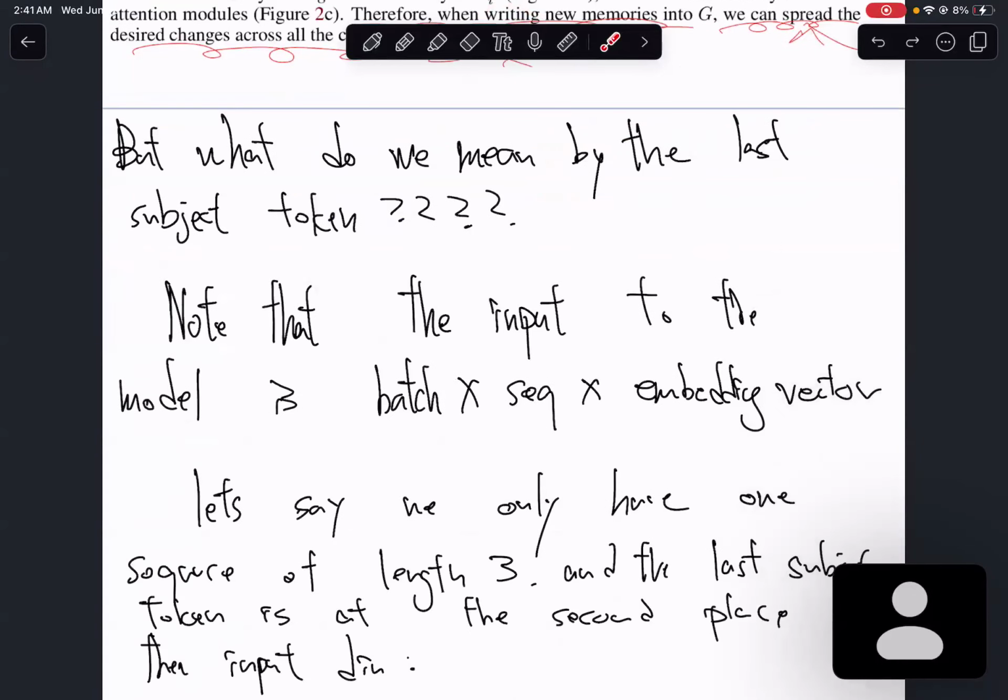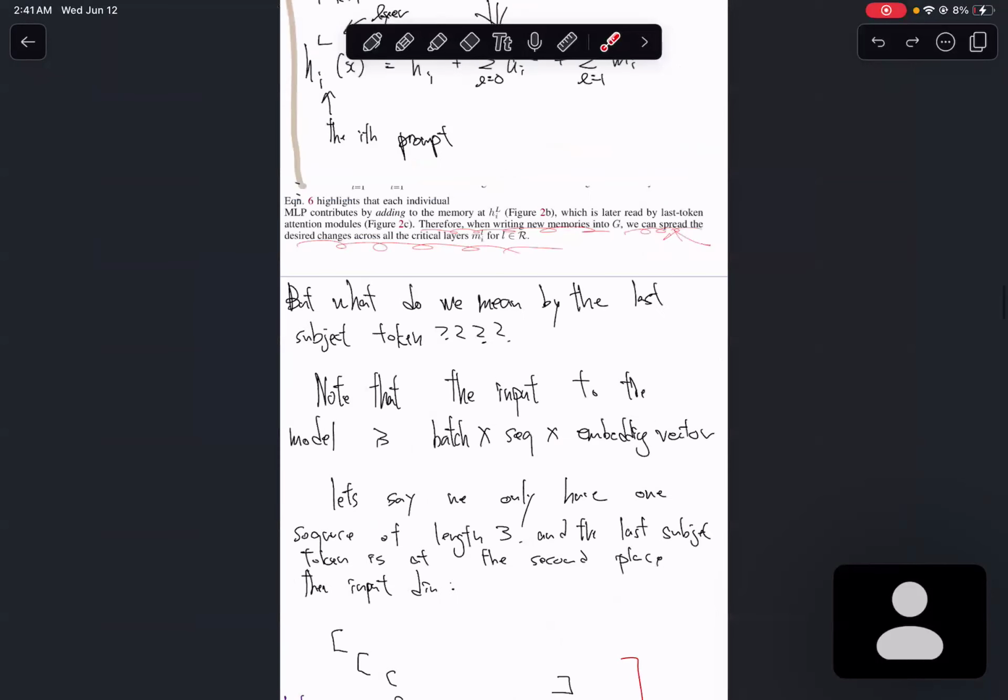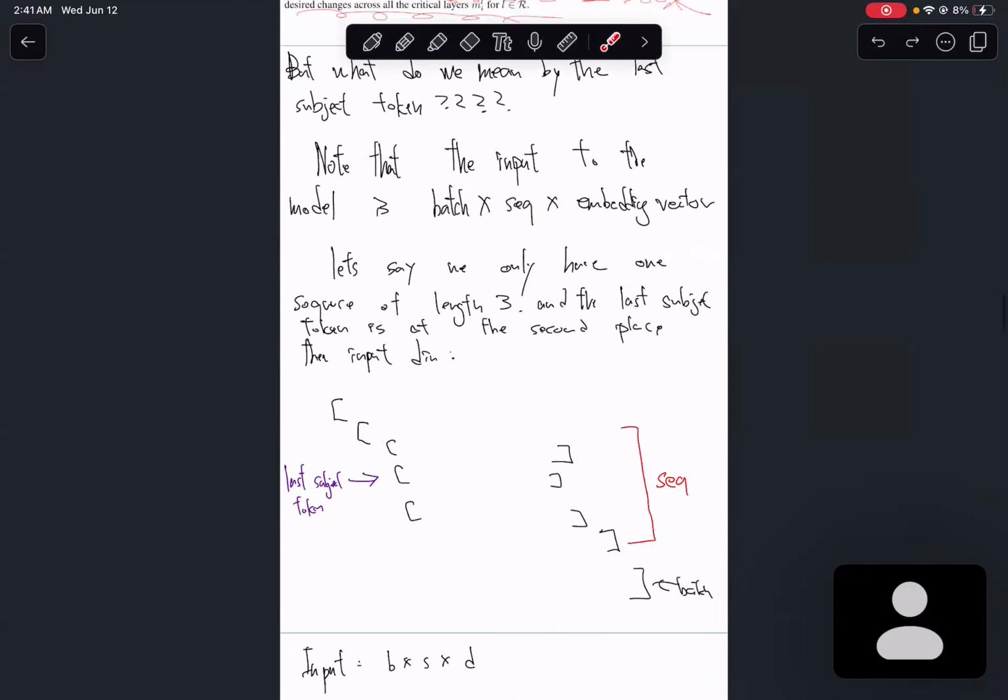So what does it mean by the last subject token? I always say last subject token. So with recall, in the transformer, the input is always batch times sequence times embedding factor. Let's say we have only one sequence in the batch. That sequence is of length 3. Then it will look like this. This would be the input. So you have the batch, the outer array. They have only one sequence, and it's in length 3, 1, 2, 3 over here. And let's say we say the last subject token is the second place, then it would be like here. So this is the last subject token.